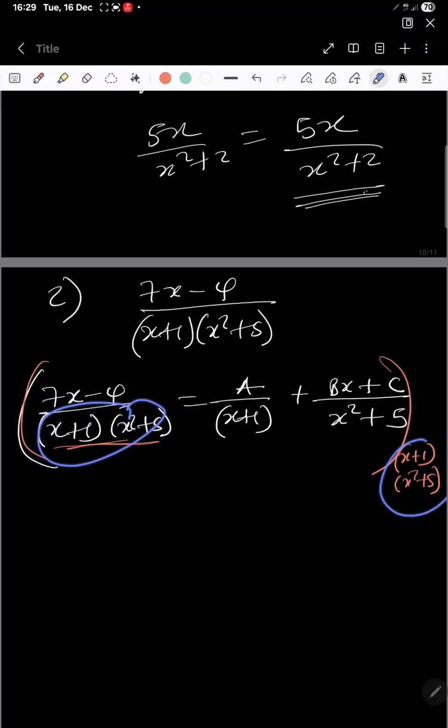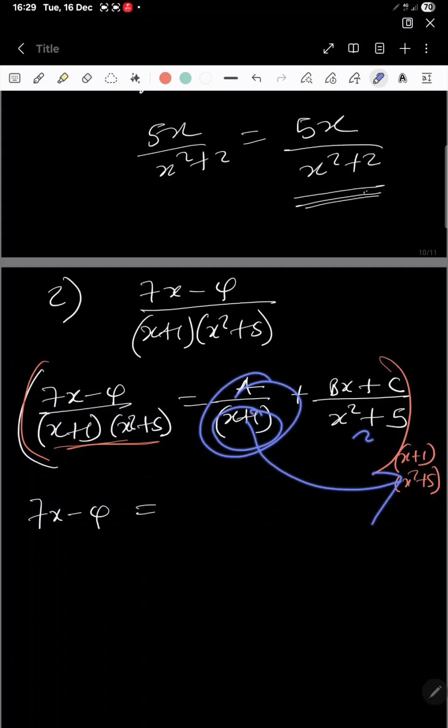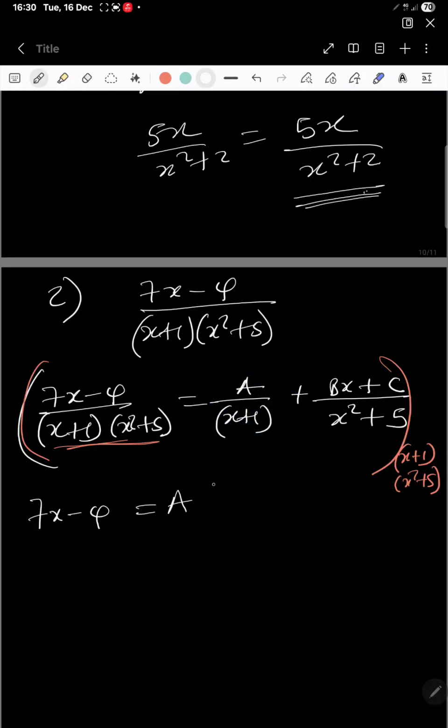So if you multiply this with that, they will go, you remain with the 7x minus 4 on top is equal to, we also multiply this with that. You are going to find that the x plus 1 and the x plus 1 will go, remain with the a times x squared plus 5. Then plus, you also multiply this and this. You're going to find that the x squared plus 5 and the x squared plus 5 will go, you remain with x plus 1 times bx plus c, like that.